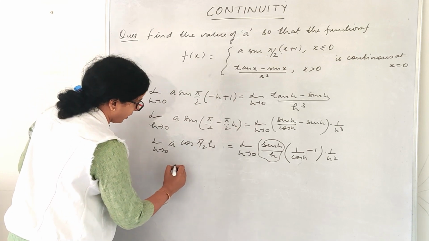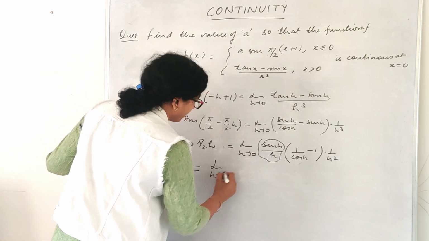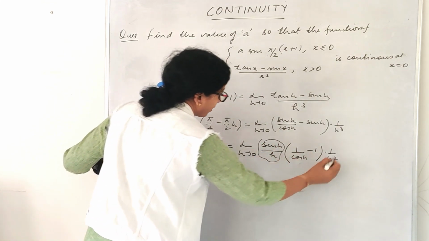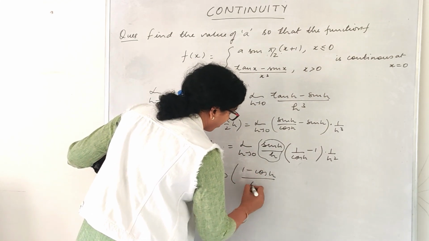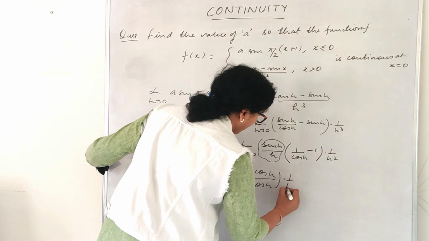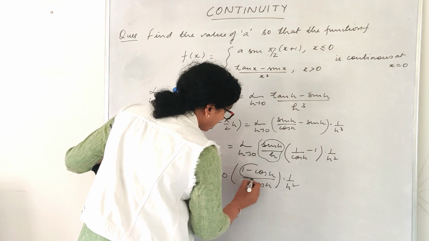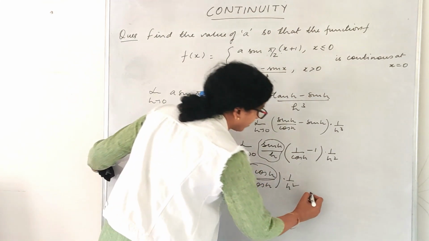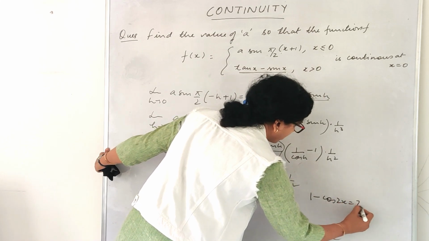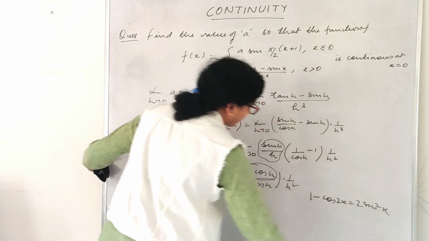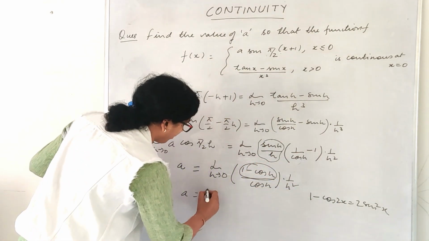Cos 0 is 1. So a equals limit h tends to 0. Sin h upon h is 1. Now we'll solve this part. So it will become (1 minus cos h) upon cos h into h square. A equals, now we are using here the cos 2 theta formula, right? 1 minus cos 2x is equal to 2 sine square x. Instead of 2x I have h, so my angle will become half.